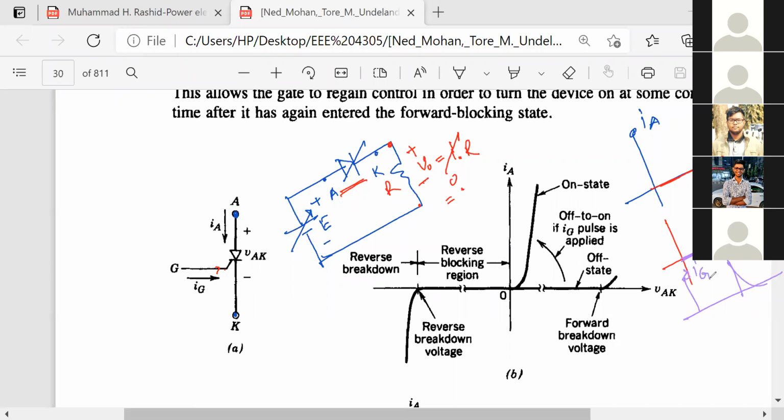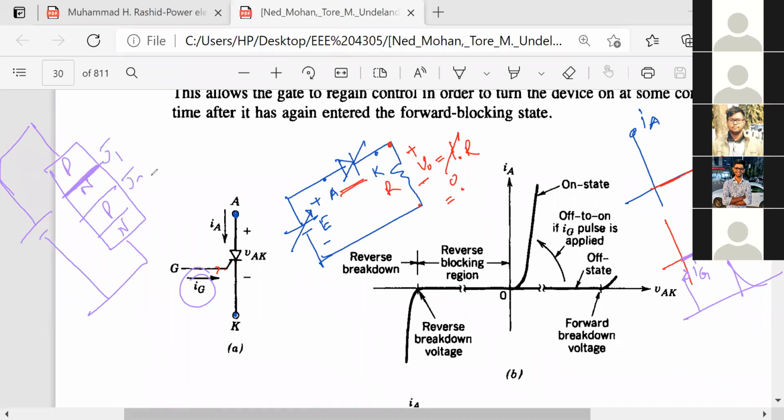Now suppose, intentionally, we have applied a signal here. We call it the gate signal or firing signal. This is very important. At T1 we have applied an I_G here. That means a signal has been applied. We will go into a little detail of the structure, because this is what we call PNPN. So if we apply a positive voltage here, this is junction J1, this is J2, and this is J3. This junction is forward biased, this junction is forward biased, but this one is reverse biased.